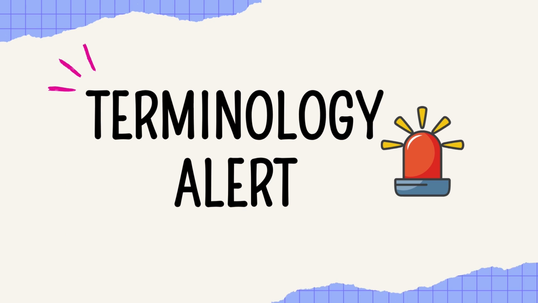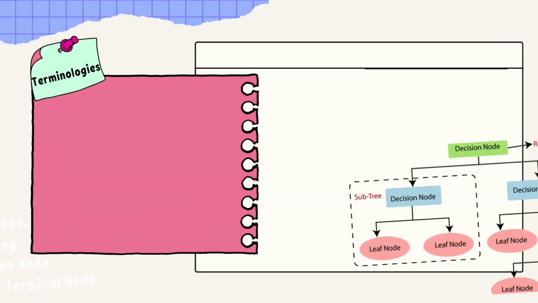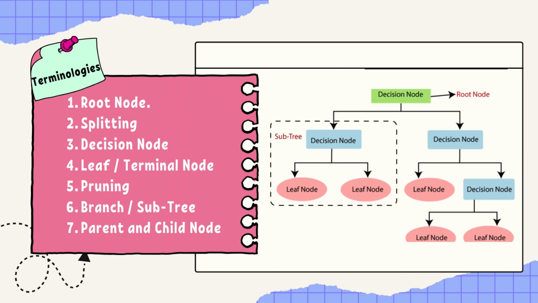Before we proceed in discussing how a decision tree works, let us first familiarize ourselves with some of the terminologies used in the decision tree algorithm. So here are some of the terminologies. Root node. It represents the entire population or sample, and this further gets divided into two or more sets. Splitting. It is a process of dividing a node into two or more subnodes. Decision node. When a subnode splits into further subnodes, it is called a decision node. Leaf or terminal node. Nodes that do not split are called leaf or terminal nodes.